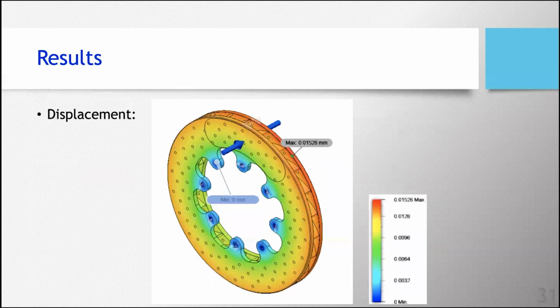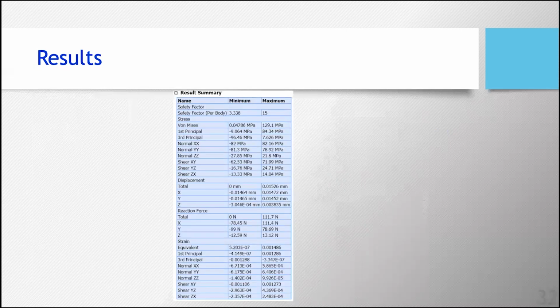And the maximum displacement observed in this analysis is 0.015 mm, which is not very much, but under significant braking this might deform. But according to our physical tests, it didn't deform as drastically as this analysis shows. And these are the results attained from the Fusion 360 analysis of the brake rotor. Here we can see the principal stresses are all under the safety factor and also under the maximum stress which the material can handle. Thank you.